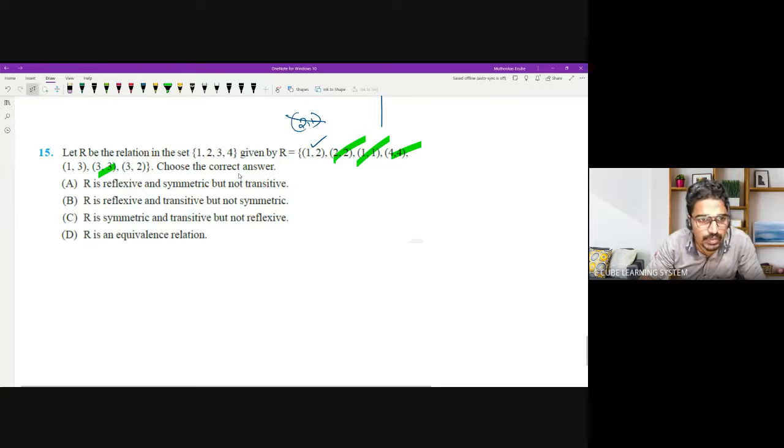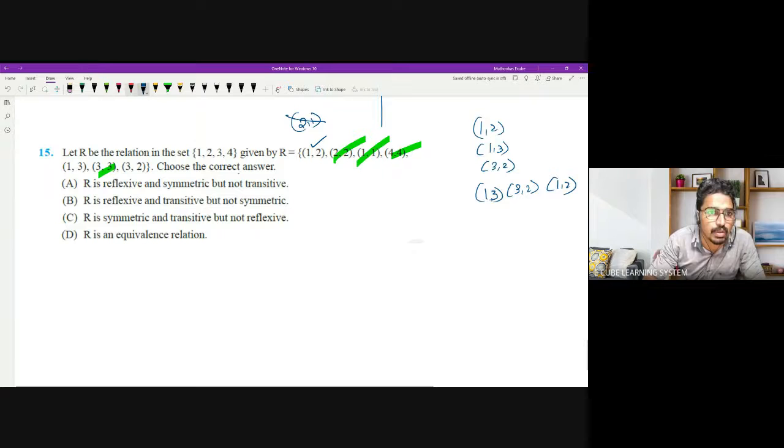Also 1 2, 1 3, 3 2. By using those examples, we cannot find an example which violates transitivity. 1 3 is there, 3 2 is there, 1 2 is also there. So it is transitive. So R is reflexive and transitive but not symmetric. Clear, everyone? Okay, then fine.